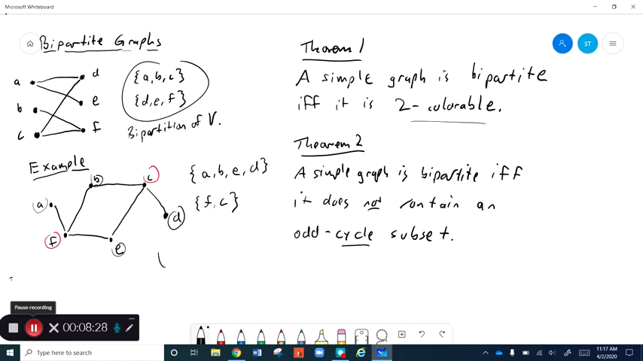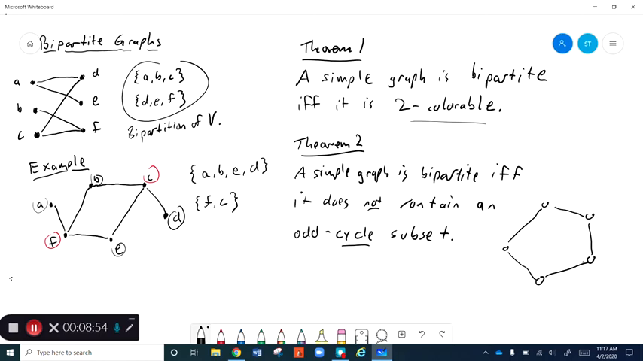So looking back over here, this graph does have a cycle. If we look at vertices B, C, E, F, they form a cycle, but that is an even cycle, and even cycles are fine. If, however, you ever had an odd cycle, okay, so let's just make an example of an odd cycle over here. Let's do a cycle on five vertices.